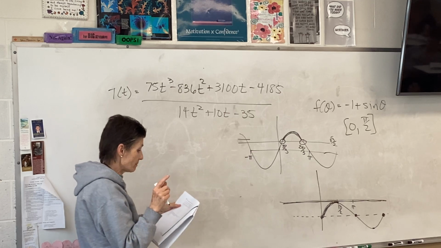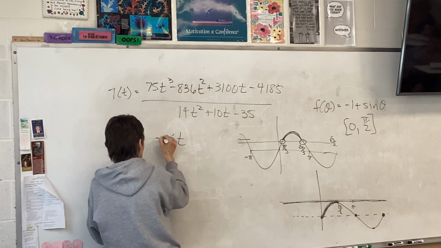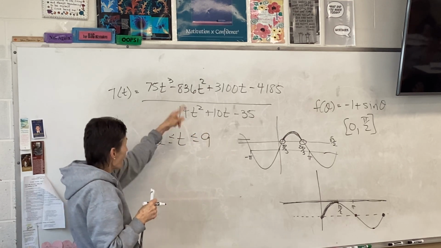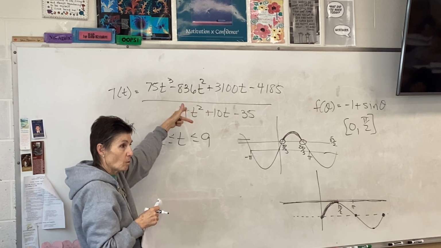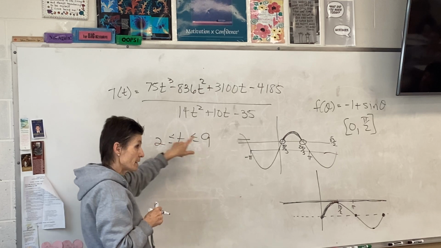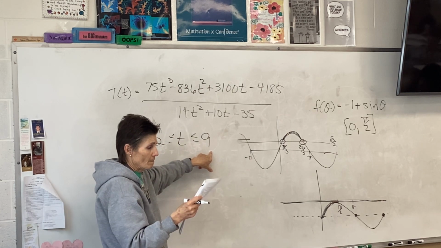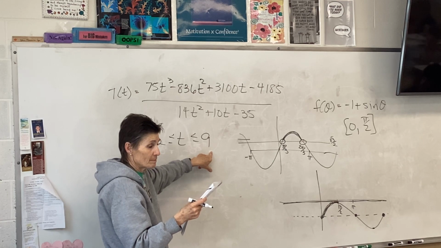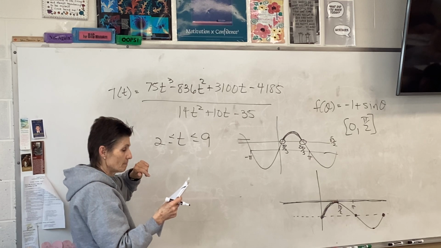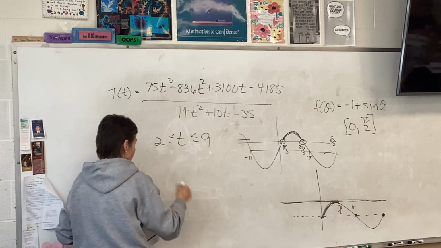Well, they say we're talking about T being measured in hours between 2 and 9. Could I graph that horrible thing using an X min of 2 and an X max of 9? Maybe not. Maybe I want to include more than that because I have to, well, I don't know. Let's go ahead and graph it and see what it looks like.